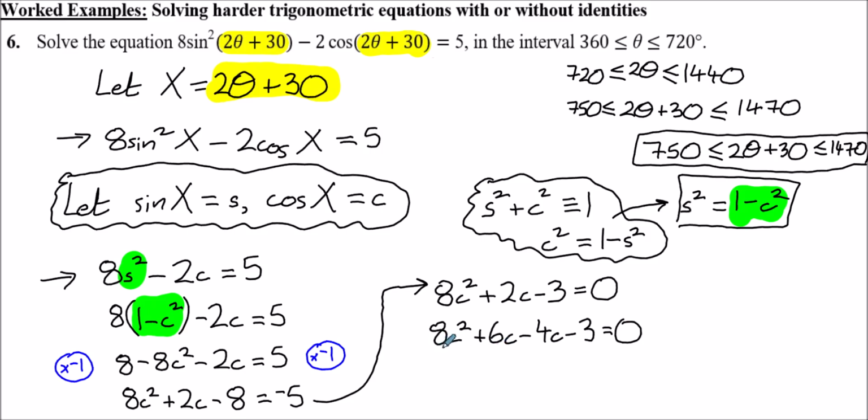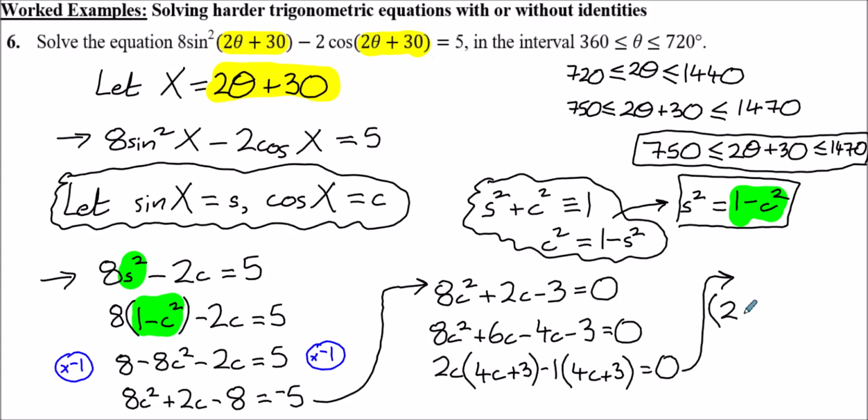So these two terms will factorise. We've got a common factor of 2 and c, so we can say this is the same as 2c brackets 4c plus 3. And these last two terms have a common factor of negative 1. So again we can factorise out the 4c plus 3 into this bracket, and that equals 0. So now this 2c and minus 1 can go inside its own bracket. So we have 2c minus 1 brackets 4c plus 3 equals 0.